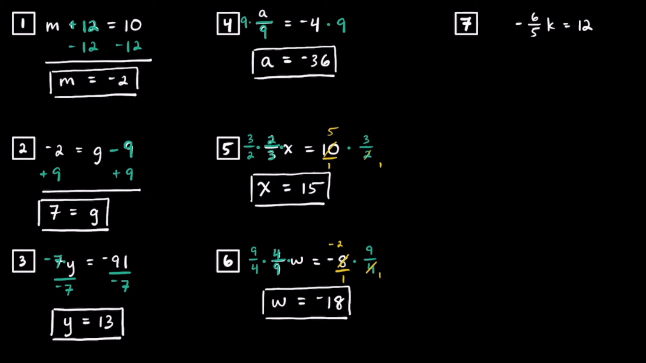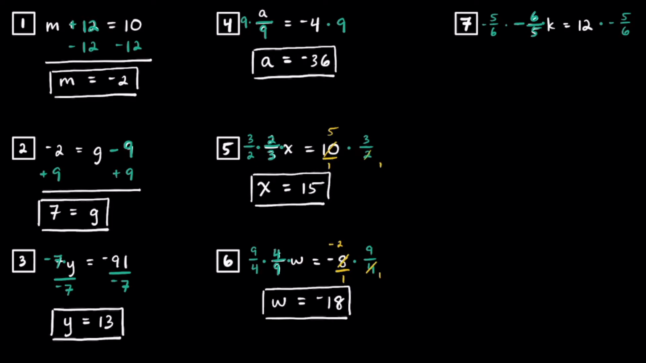For number 7, we have the equation negative 6/5 times k is equal to 12. It's really similar to 5 and 6. We just have a negative coefficient for k instead. So we have this negative 6/5 multiplying by the k. And to get rid of that negative 6/5, we're going to multiply the left side of the equation by negative 5/6. Make sure it's a negative, because a negative times a negative is a positive. And on the right side, we're going to also multiply by negative 5/6 as well.